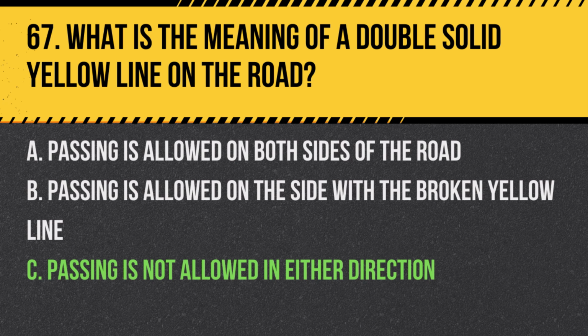A double solid yellow line on the road indicates that passing is not allowed in either direction, and drivers should not cross the lines to pass other vehicles.